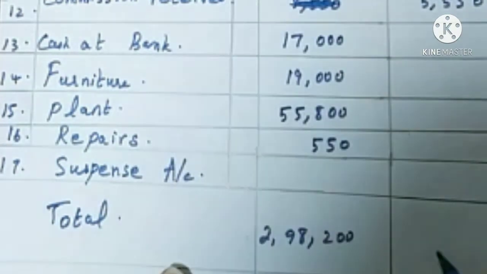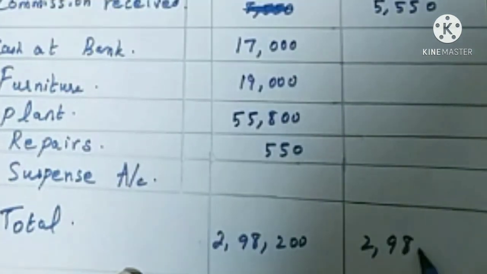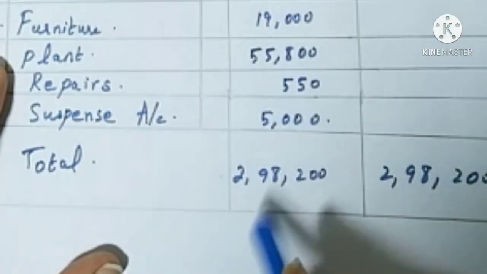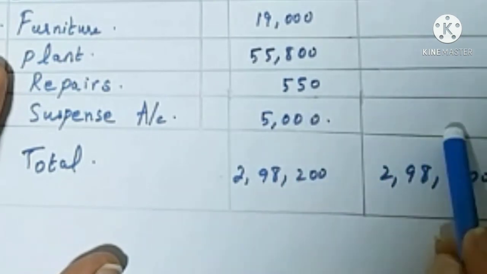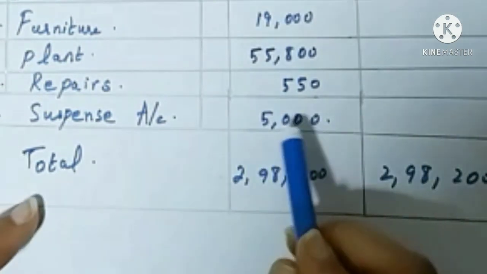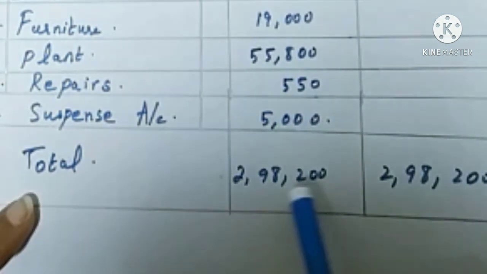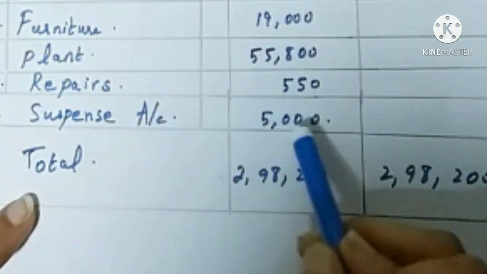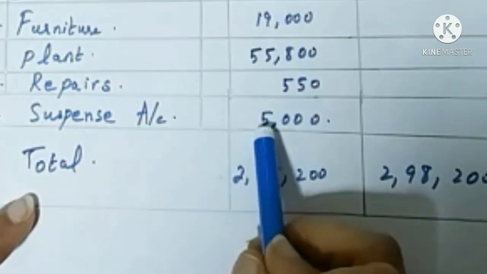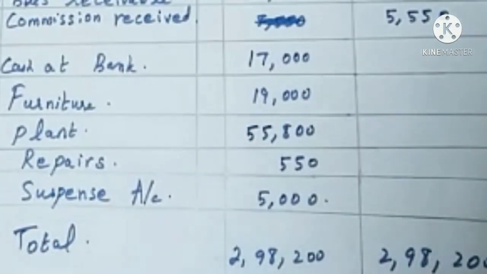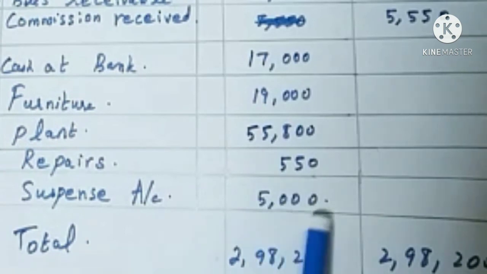2,98,200. The debit side is lesser compared to the credit side. So we are writing the difference on the debit side. So 2,98,200 minus 2,93,200, we get the difference as 5,000. It is shown as suspense account. A suspense account is used for any transaction that cannot be identified, and the difference in trial balance is shown as suspense account.